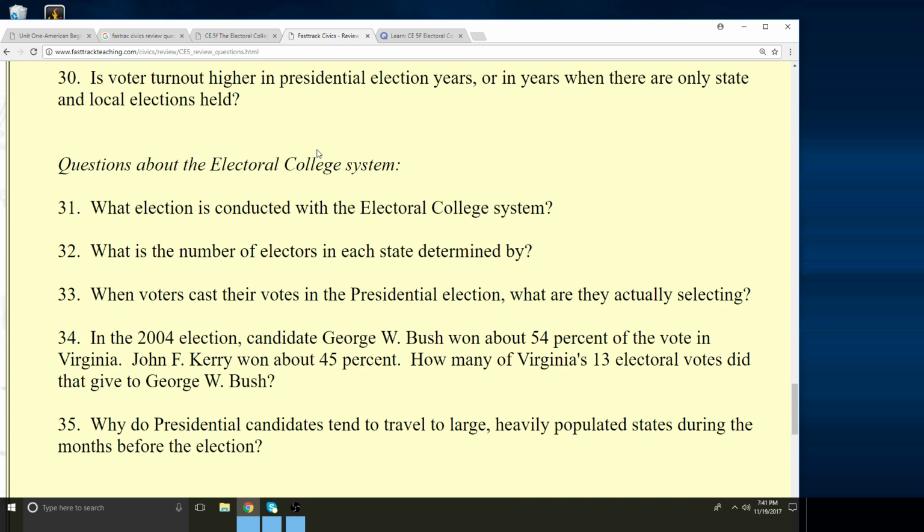Number 34, he is correct. So number 34, in the 2004 election, candidate George W. Bush won 54%. John Kerry won 45%. How many of Virginia's 13 electoral votes did we give to Bush? We gave them all to George W. Bush, because that is how winner take all works.